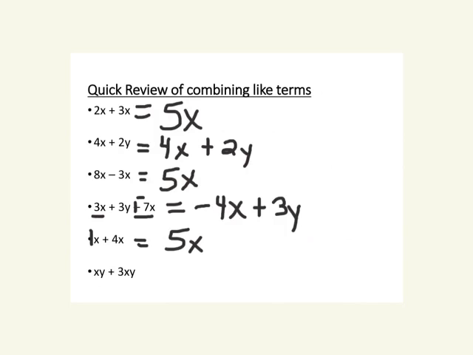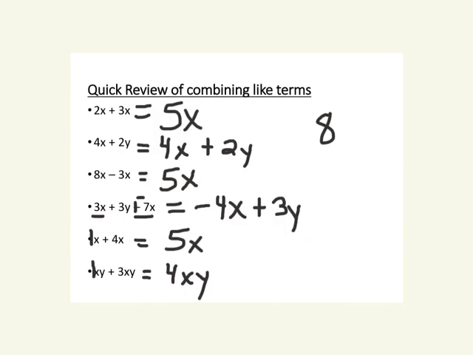The next one, we have xy plus 3xy. Remember, if there's no number out front, we assume there's a 1 there. So what is 1xy plus 3xy? 4xy. So the constant theme of combining like terms is that you add or subtract the coefficient, variable stays the same. So you add or subtract the number out front, the variable stays the same.